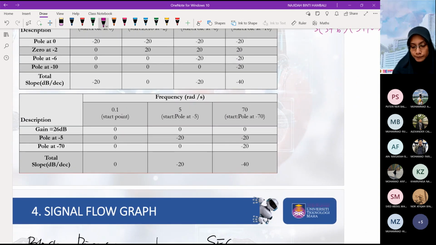The second table. You have constant for theory number 1, 26 dB. How to use that information of the gain 26 dB from theory number 1, the constant. This is theory number 1. So the slope for all the frequencies is 0 dB per decade. How to use this information to determine your transfer function?